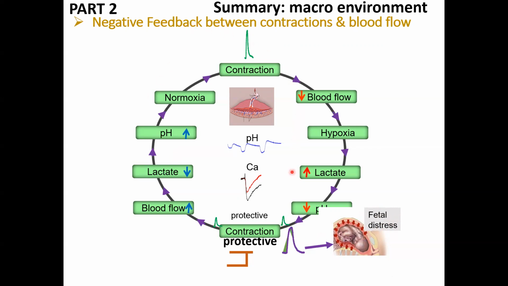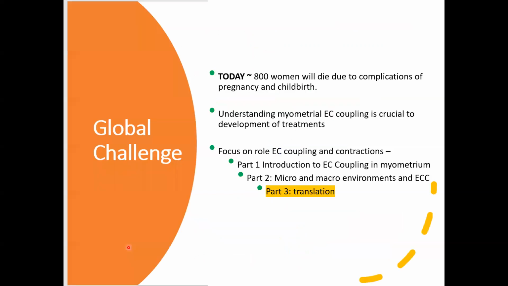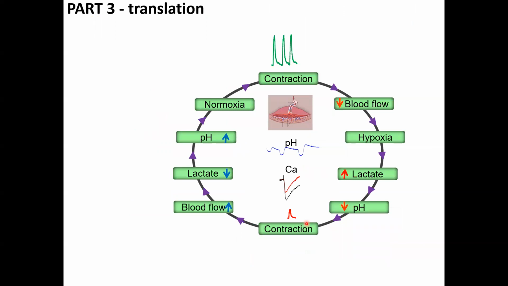So within the contraction is a negative feedback loop limiting the likelihood of this happening. So it's a protective cycle. So can we use this knowledge of EC coupling to start translating some of this to help women in labour? And my focus here is on this restorative loop. What if something interrupts that?